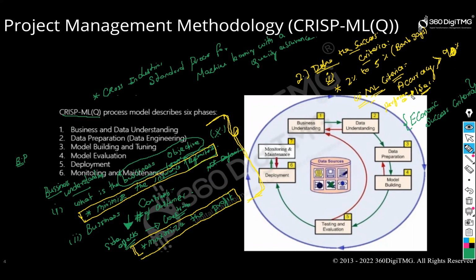Now economic criteria, like I'm investing some 100K US dollars for this project. How much will I get in return on the investment? Because when it succeeds, what is the profit I'm going to get from it? That is around 500K. So we have to measure the economic success criteria as well.